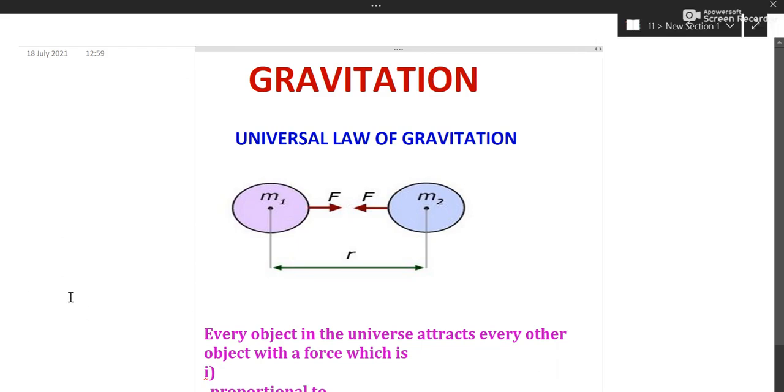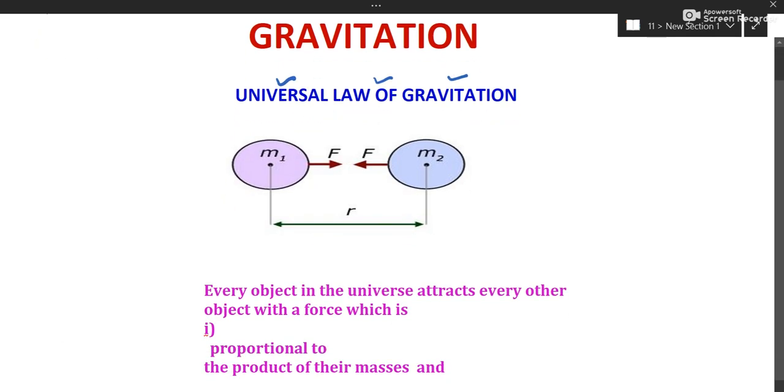Hello children, this is the chapter Gravitation and the first topic is the universal law of gravitation. Important topic, Newton's universal law of gravitation. What is it? According to this, every two objects of this universe are attracting each other with some force. That force is called the force of gravitation.